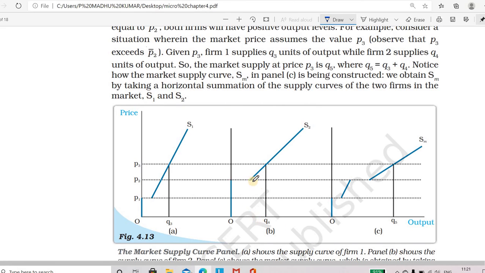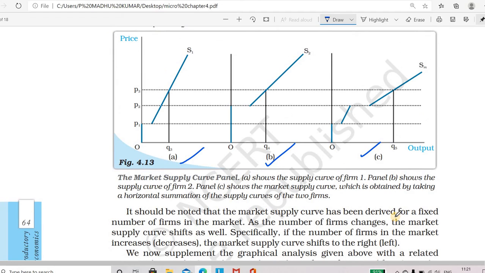Here you can see another supply curve, of another firm. This is firm A, this is firm B, this is firm C. We can see the output level of three firms here. S1, supply curve 1, shows firm A's production and supply curve 2 shows firm B's production. Supply curve C shows the summation of S1 and S2.